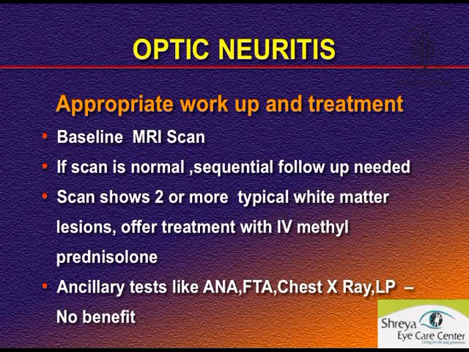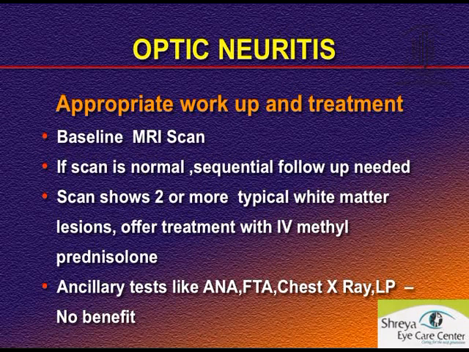post-neuritic disc failure. Now, coming to the workup, what you need to do is a baseline MRI scan. Once you diagnose a case of optic neuritis, your baseline MRI scan is a must, because about 50% of patients tend to have lesions on the MRI which are significant enough to tell you that they may get converted into MS over a period of time. If it shows more than 2 typical white matter lesions, we need to offer treatment with intravenous methylprednisolone, versus no treatment to them.